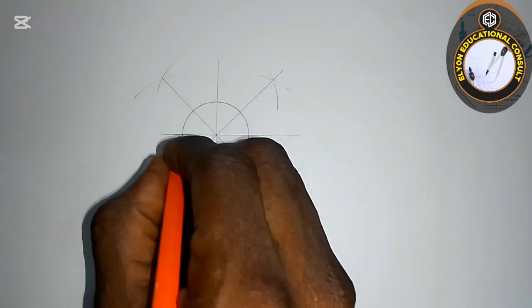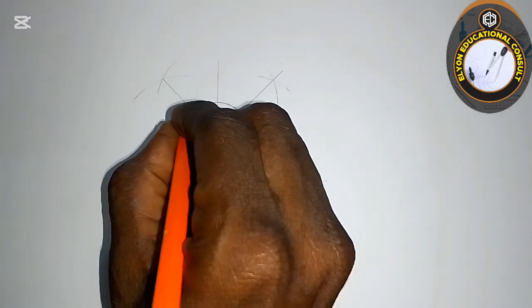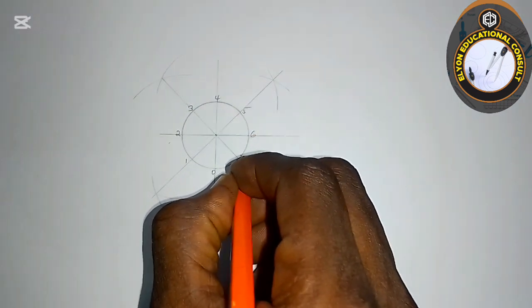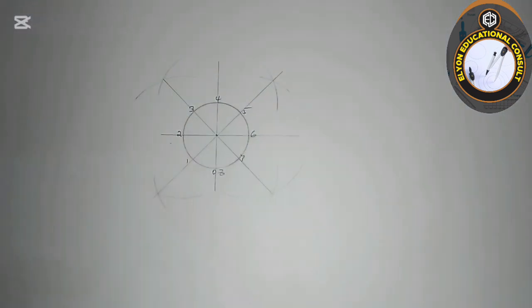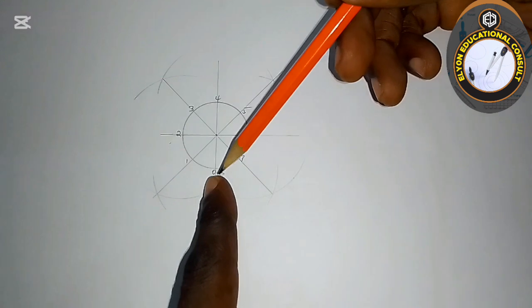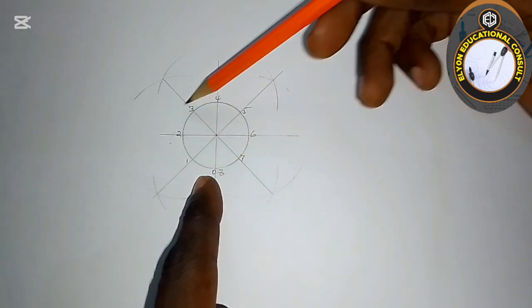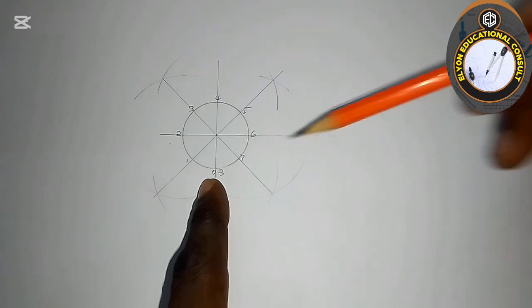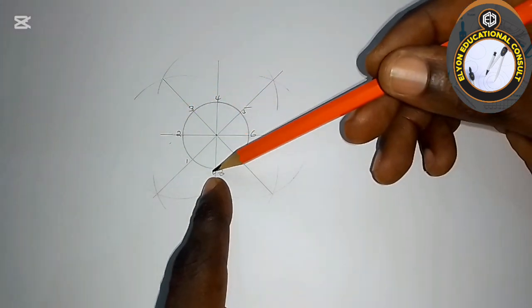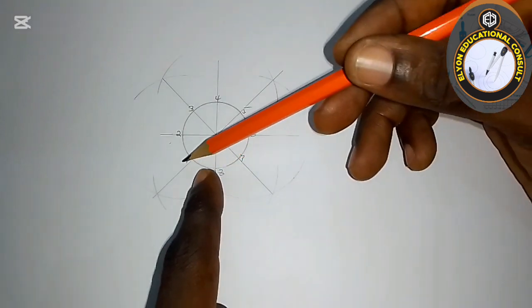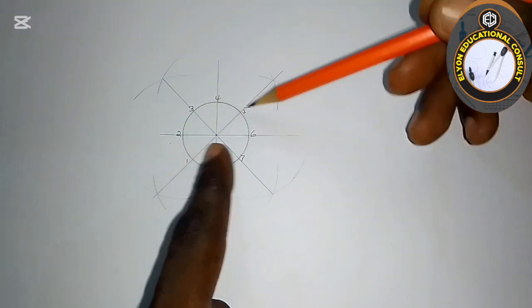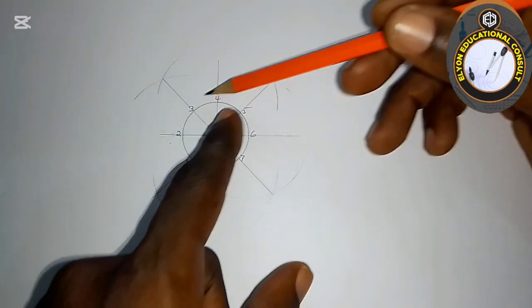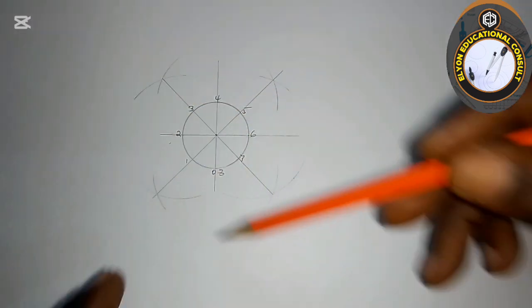Okay, so I'm going to number this way, 0, 1, 2, 3, 4, 5, 6, 7 and 8, because I'm going to be releasing the thread that is wound round this wheel. I'm going to be releasing the thread this way. That's why I number it like this, 0, 1, 2, 3, 4, 5, 6, 7, 8. Or we say we number it clockwise, this way.